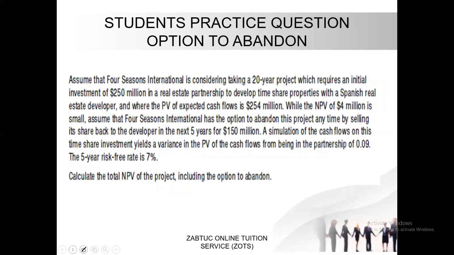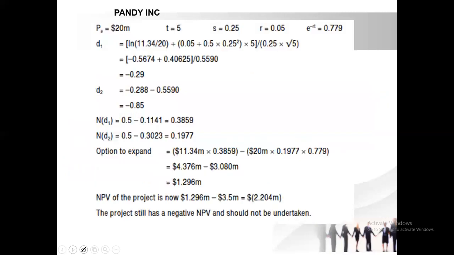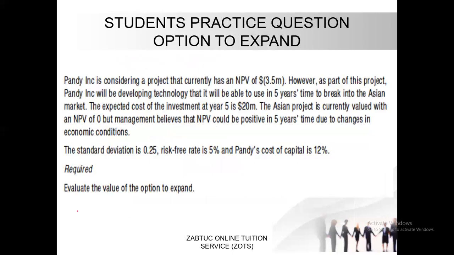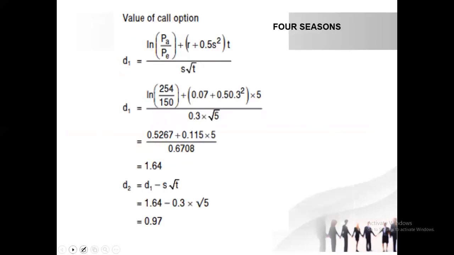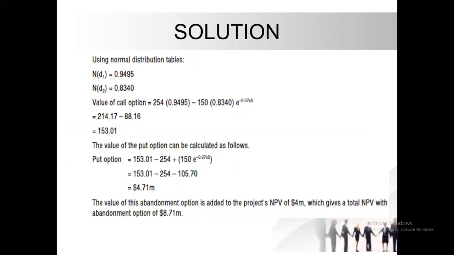There's another one here, an option to abandon. An option to abandon is a put option, meaning that first you find the value of the call option, then you proceed to finding the value of the put option. What I've done is I've included solutions in here. The solution for that equation is here, and for the other question as well, the solution is here. So I've put in the solutions so that we can do some practice and get the answers that you're looking for.